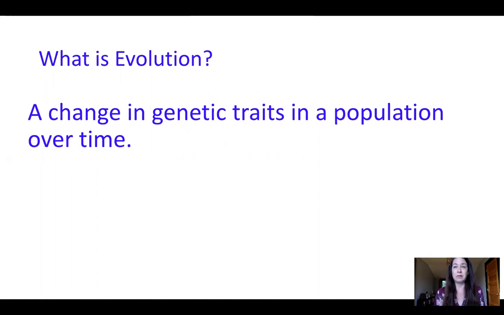So for example, if I were to, over this COVID break, decide that I was sick of having brown hair and dyed my hair blonde and had children, I would not pass on that blonde-haired trait, obviously. And so that would not be a genetic trait. A genetic trait is what's actually in your genes, what we've been talking about so far this semester.